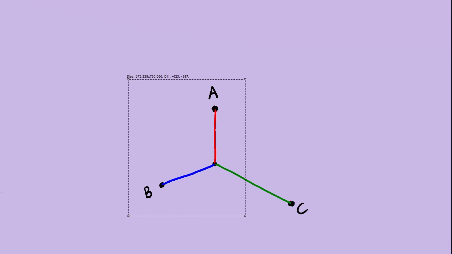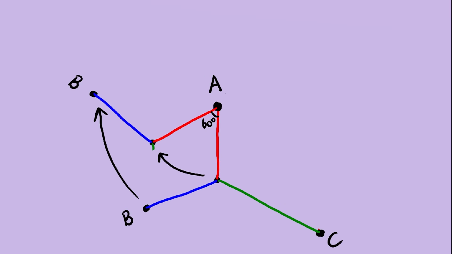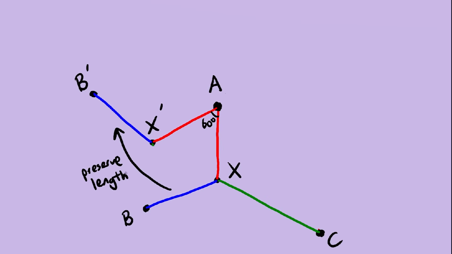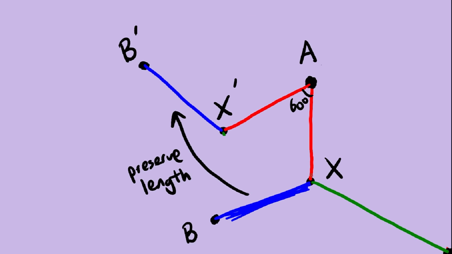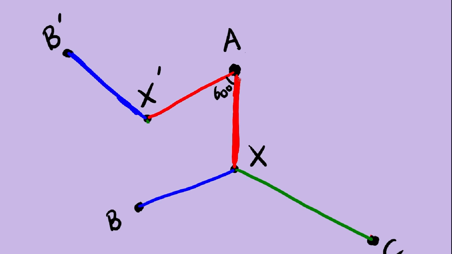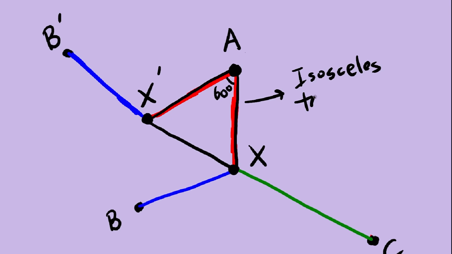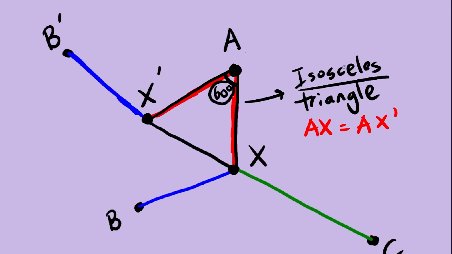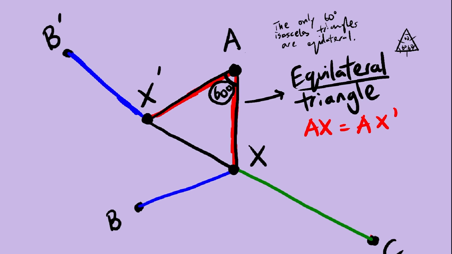We're going to take triangle ABX and rotate it 60 degrees clockwise about A. Label the 2 new points B' and X'. Now notice that because rotations preserve length, the length of BX is equal to the length of B'X'. Also, the length of AX is equal to the length of AX'. Therefore, AXX' is an isosceles triangle. One more thing, notice that this angle is 60 degrees because that's how much we rotated by. Therefore, not only is this an isosceles triangle, it's also equilateral because equilateral triangles have these 60-degree angles.